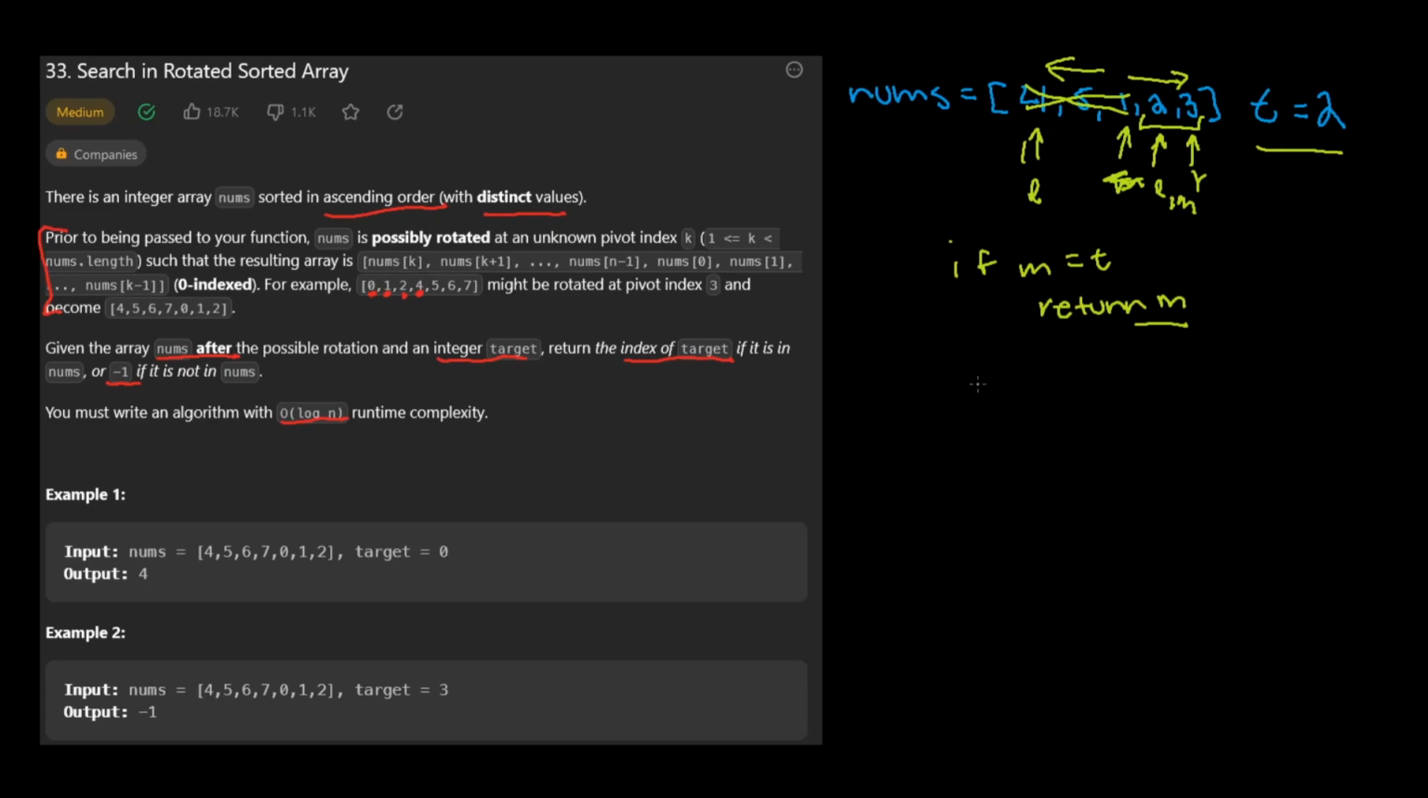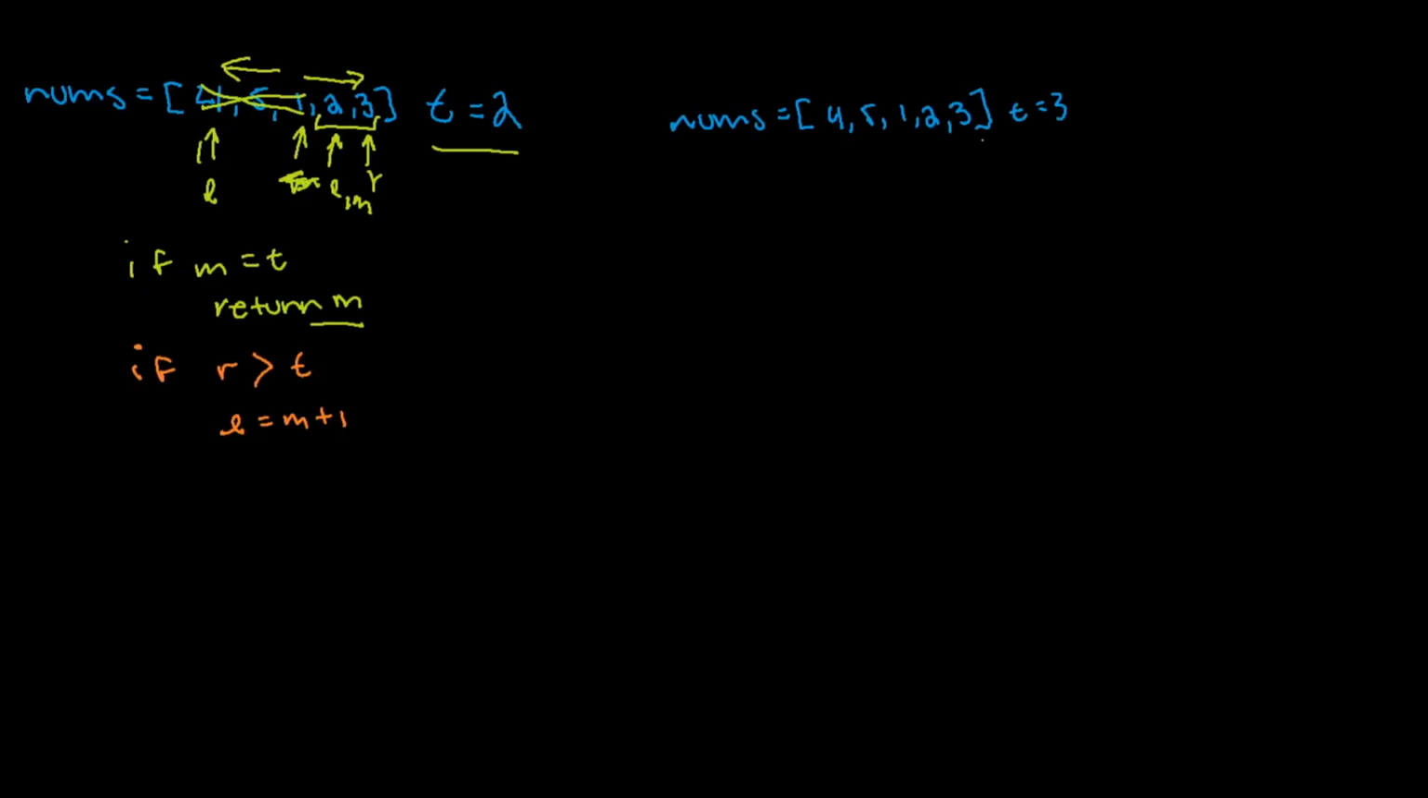So what did we learn from this problem? We learned that if the right pointer is pointing to a value that is greater than our target, then what we want to do is update our left pointer to be equal to m plus 1. But let's see if there's any other checks. So what if our target is equal to the actual right pointer? Well, we can see that this condition should still stand. So what we're going to do here is just modify this to less than or equal to t.